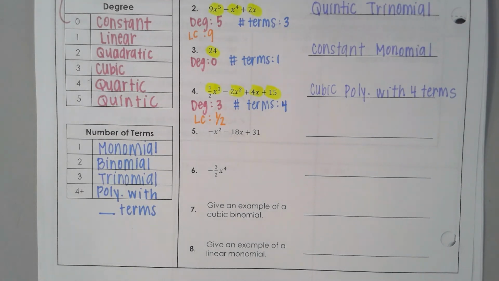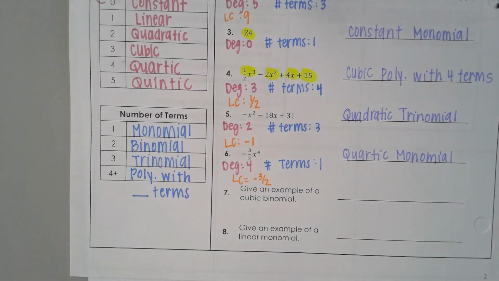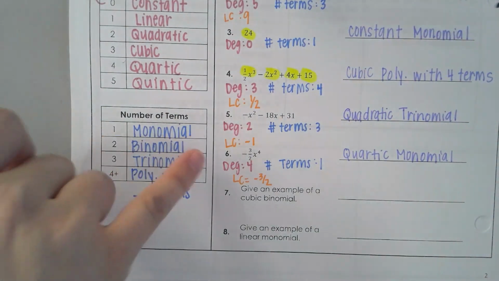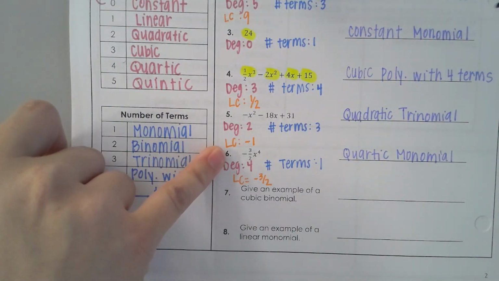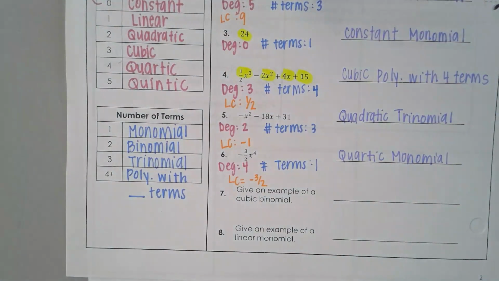I want you to try numbers 5 and 6 on your own. So here's what you should have on number 5. Degree of 2, 3 terms, -1 is the leading coefficient. So that makes it a quadratic trinomial. Any questions on number 5?